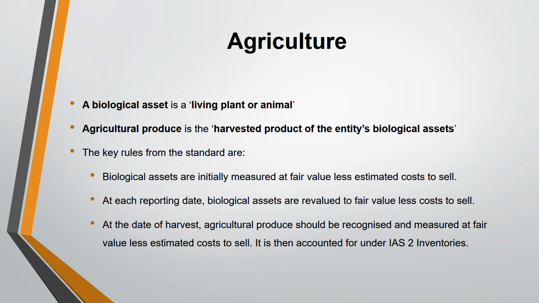So you think that this agriculture is very complicated? No, it's a very easy standard because everything is fair value less cost to sell. At the initial stage, at the later stage, and at the date of harvest. So it's very easy to remember. It should be recognized and measured at fair value less estimated cost to sell. It is then accounted for under IAS 2 Inventories after the date of harvest. Remember, it will be treated as inventory, which will be dealt with under IAS 2. That means IAS 41 will not apply anymore after the date of harvest. Only this much you have to know about this standard.